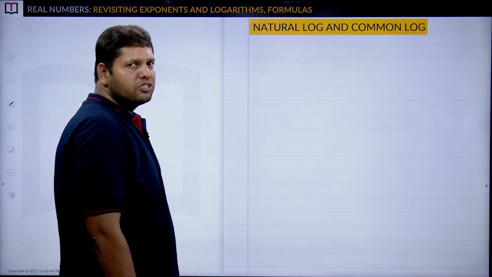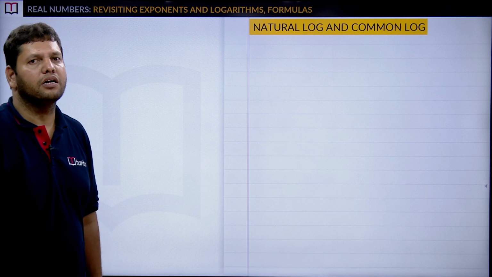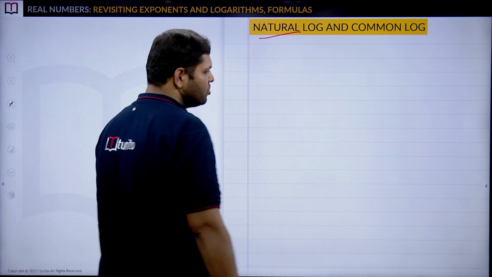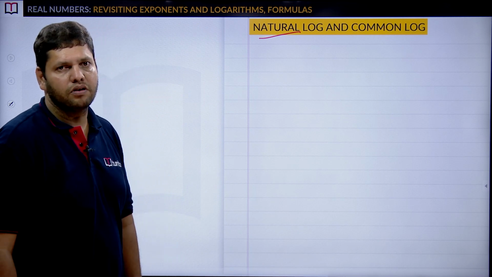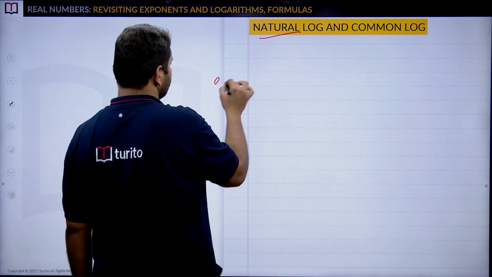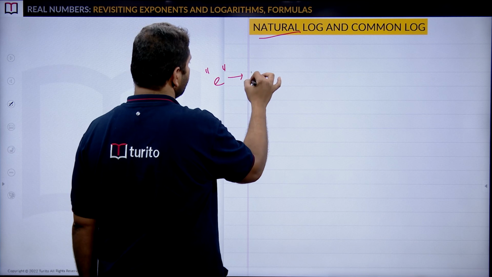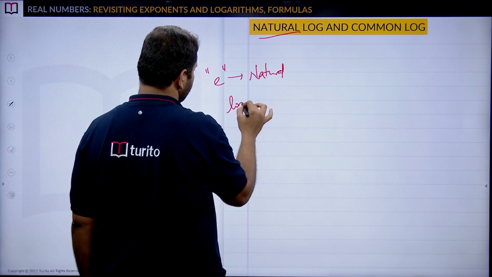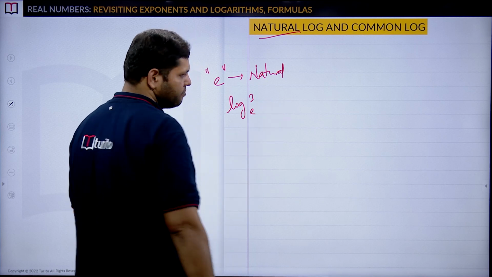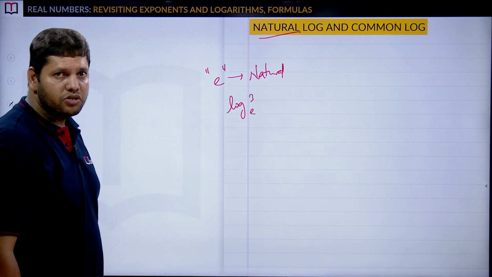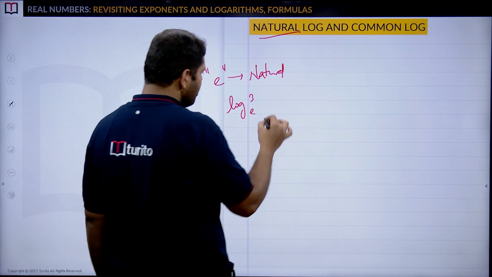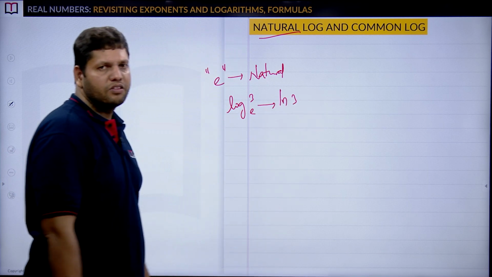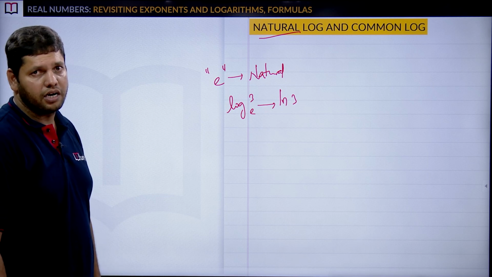Next one, natural logarithm and common logarithm. Children, what is the natural logarithm and common logarithm? Very simple, it is based upon the base value. If the base is e, it is called a natural logarithm, like log 3 with base e. Natural logarithm we can also write as ln 3. When the base is e, we call it natural logarithm.